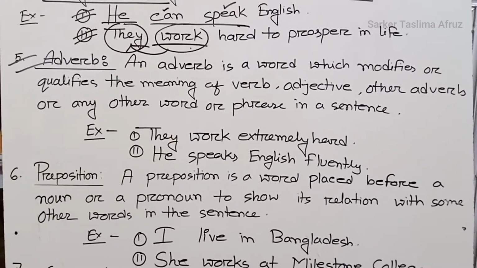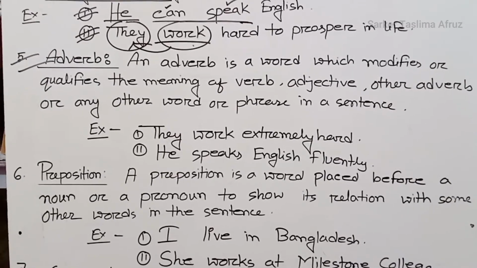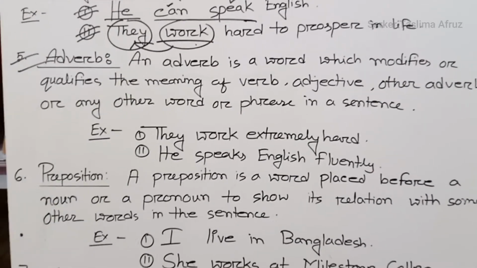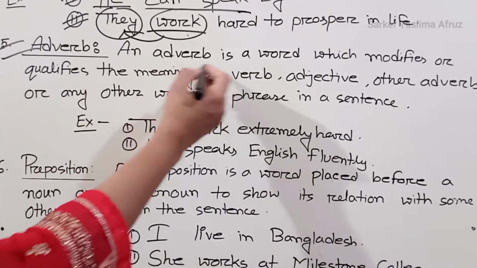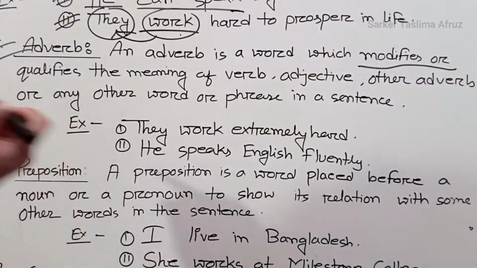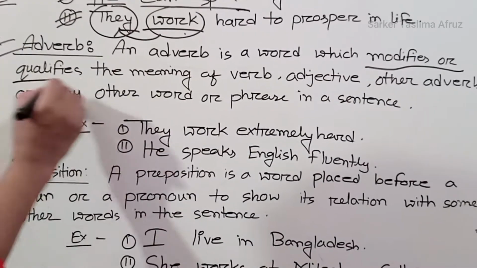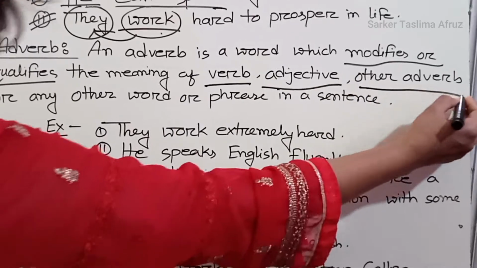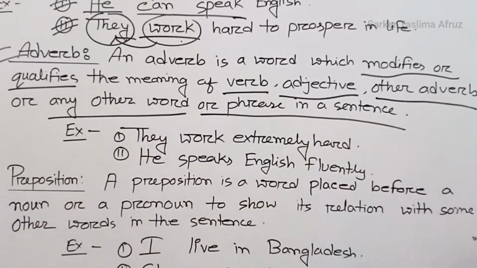So, an adverb tells us in what way someone does something. Again I repeat, an adverb is one kind of modifier. So, here is the definition. We can say an adverb is a word which modifies, as I have mentioned earlier, or qualifies the meaning of a verb, adjective, other adverb, or any other words or phrases in a sentence.